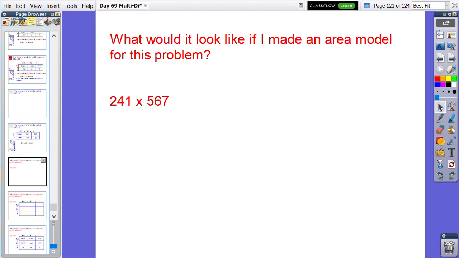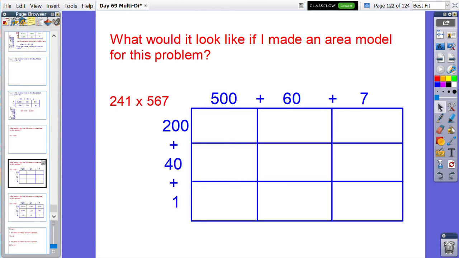What would it look like if I made an area model for this problem? Now you have a 3-digit by 3-digit. So it's no different. You're just going to decompose each number and you would have more boxes.